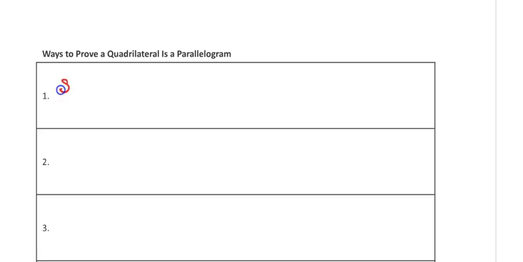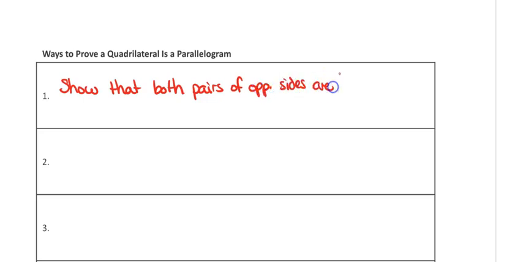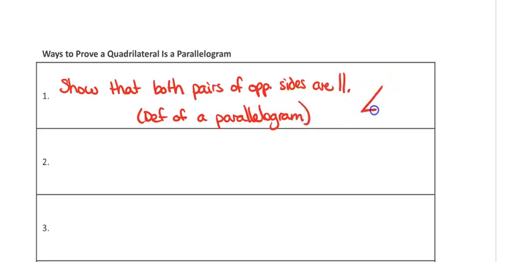So the first way you can do this is by showing that both pairs of opposite sides are parallel. So that is the definition of a parallelogram. So if you can show that both pairs of opposite sides are parallel to each other, then you've got it and you've proven that it's a parallelogram.